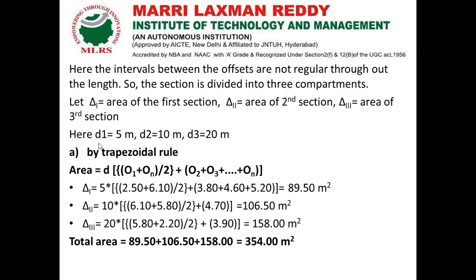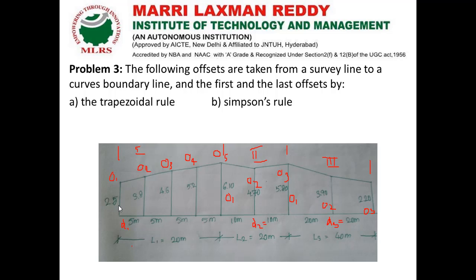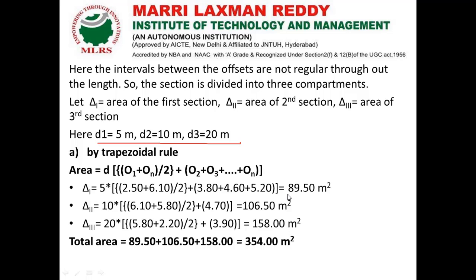First, area 1. By the trapezoidal rule the formula is d into first ordinate plus last ordinate divided by 2 plus the remaining ordinates. So for portion 1, 2.5 plus 6.10, divided by 2, plus the remaining ordinates 3.8 plus 4.6 plus 5.2. So it gives the area of 89.5.